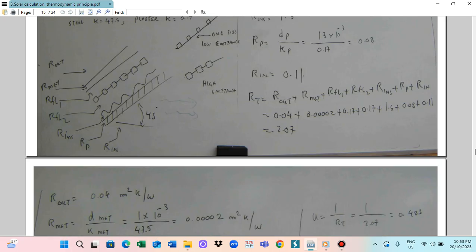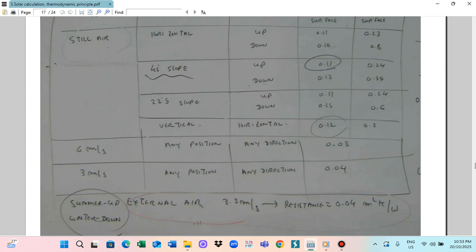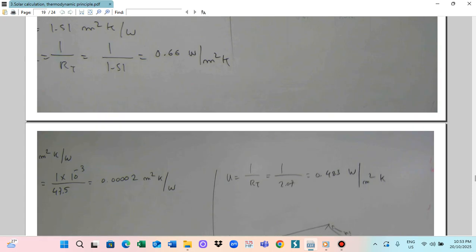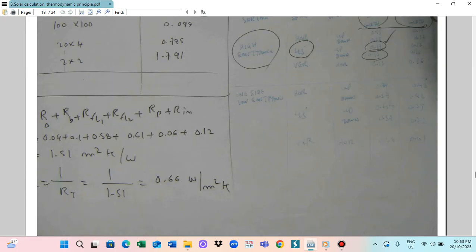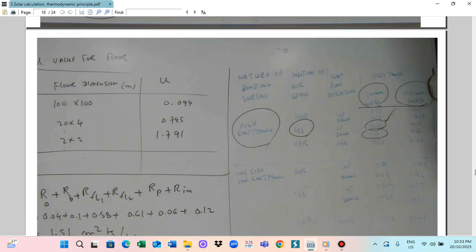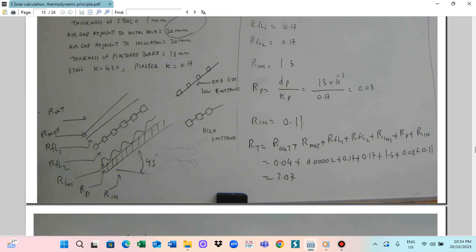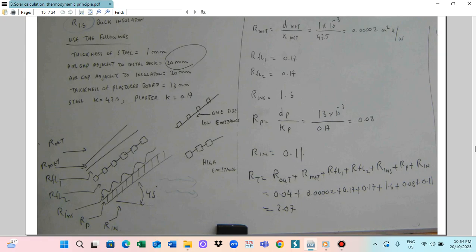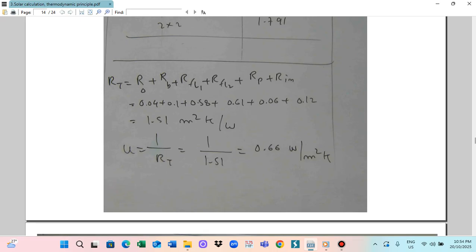So this is a resistance. Resistance means meter square Kelvin per watt. So this resistance we can calculate. This resistance is for a 20 millimeter width or a 100 millimeter width. We call it 20 millimeter, whose value is 0.58, and 100 millimeter with 0.61. I have only given you the table. So this table.